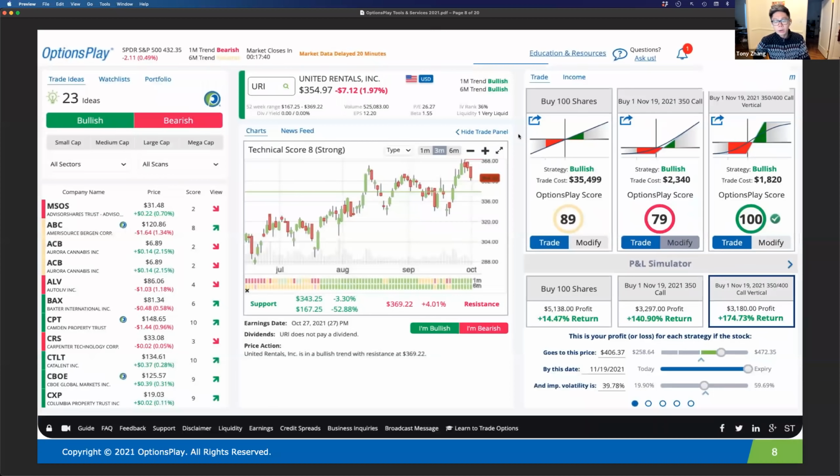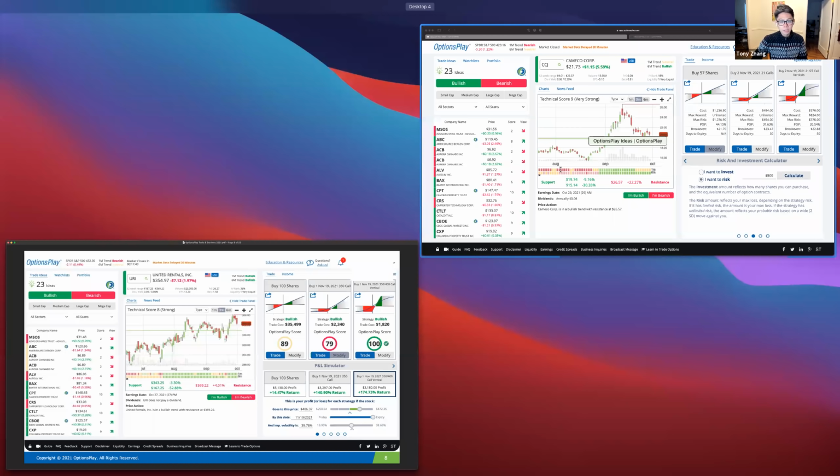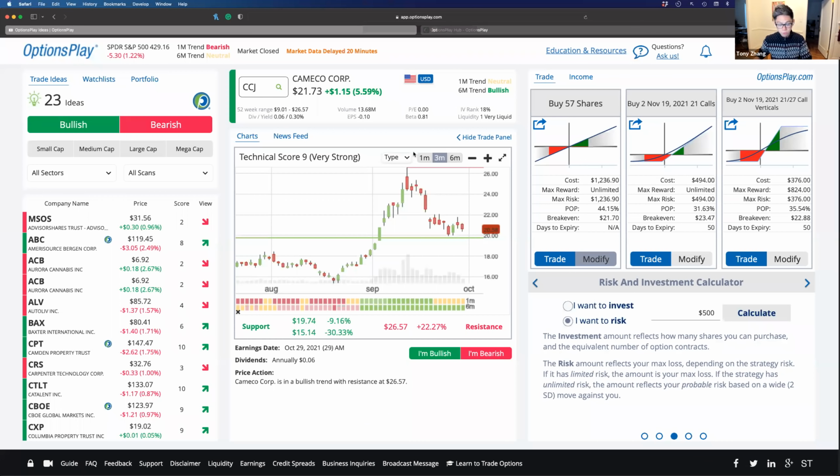At the core of the platform is really this tool that gives you the ability to take any idea that you have in the broader markets and easily do some sanity checks across the board, okay? So when we send out a trade idea, a couple of things that you should always look for. You should always look at the 1 month and 6 month trend and the technical score.